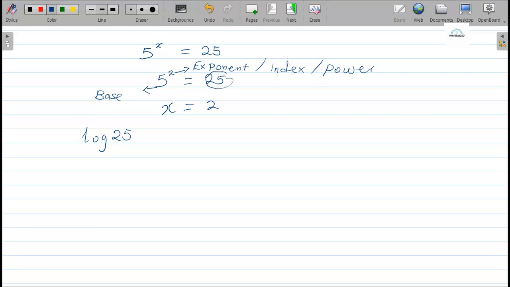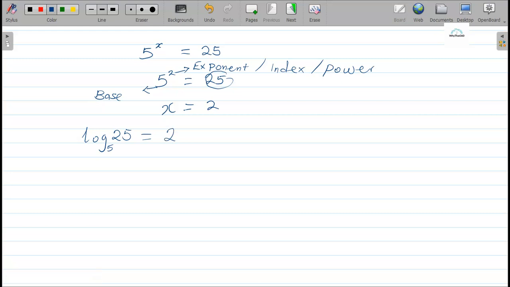So when you are to write logarithms, then after writing the log, we bring the base down here. So here the base is going to be 5, and then the result here, which is 25, is going to come next to the log, and then the exponent is going to be here as 2. So log 25 to the base 5 is equal to 2.